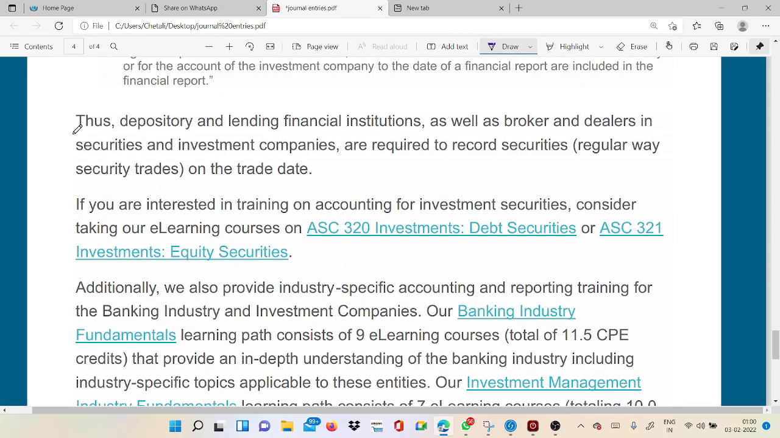Okay, so the depository and lending finance institutions, as well as brokers and dealers in securities and investment companies, are required to record securities on a regular way on a trade date basis. Important one. And if you are interested, this is something for our course.